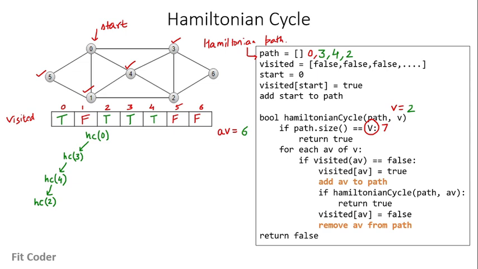So AV is 6 now. We mark visited 6 as true and we add 6 to the path. Then we invoke Hamiltonian cycle for the vertex 6. So from HC2 we are calling HC6. So V becomes 6 now. So path size is not equal to 7. We check each of the adjacent vertices of 6. But both of the adjacent vertices of 6, which are 2 and 3, are already visited. So this for loop ends here and we return false from this function.